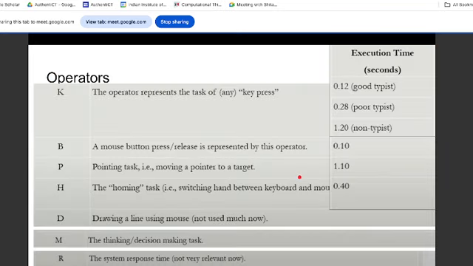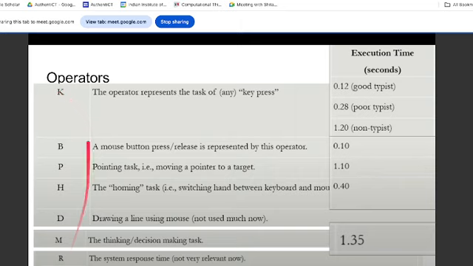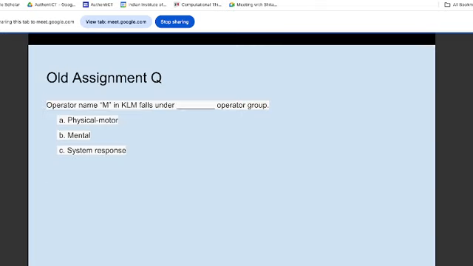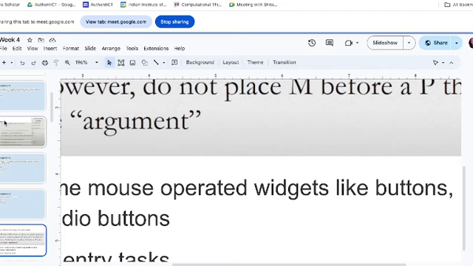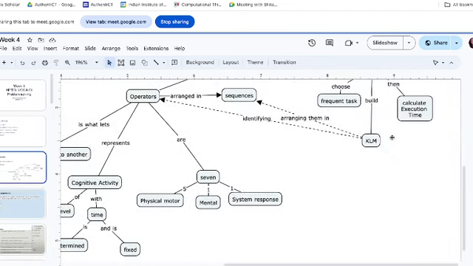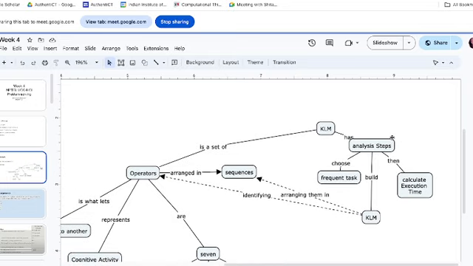So it is important that you know all these different operators for exam preparation as well as your assignment writing. It may not be important to recite all these timings, but it is good to know which actions are going to take maximum time for any user. Now let's go back to this concept map. Why do we know all these execution times? What is the execution time and all that?